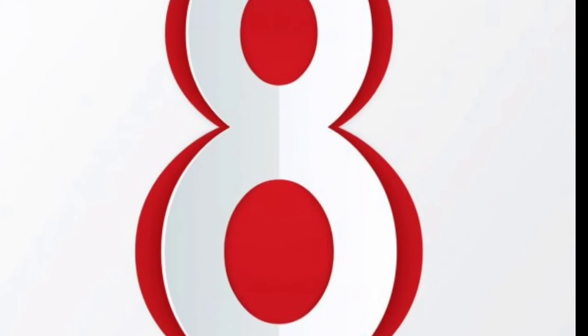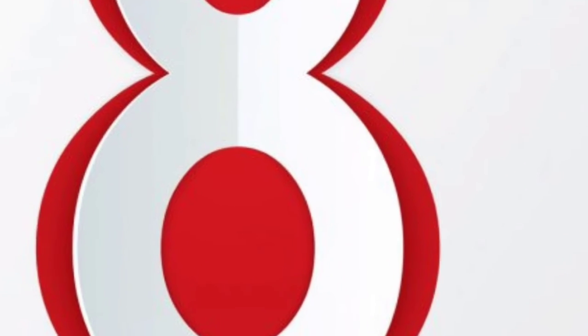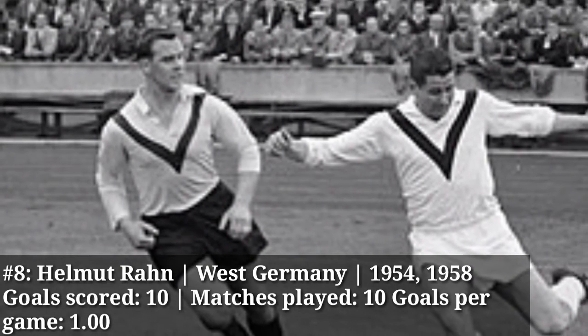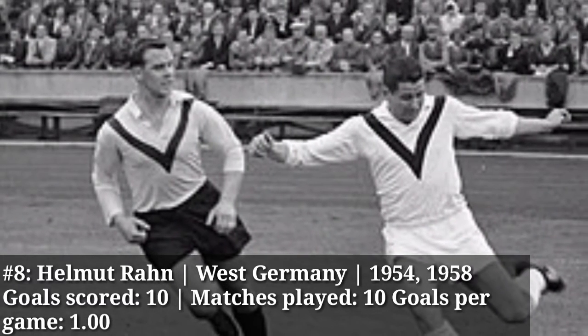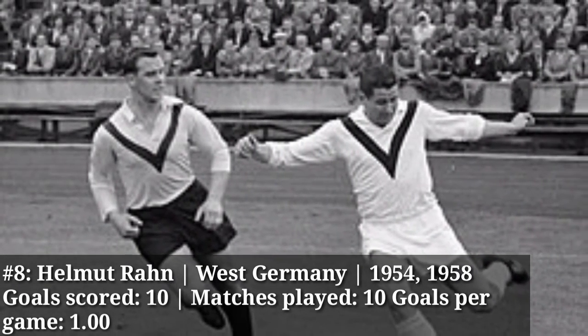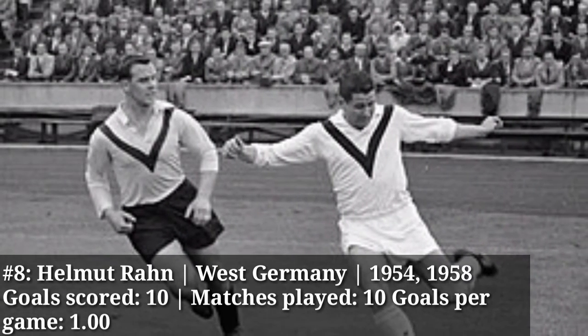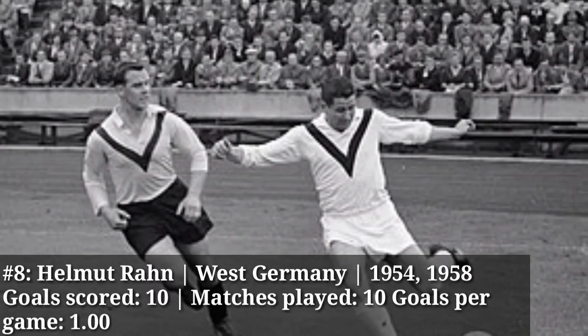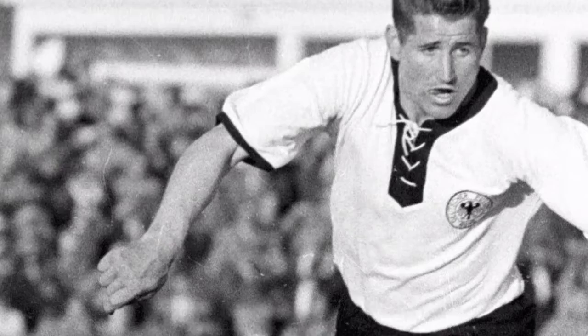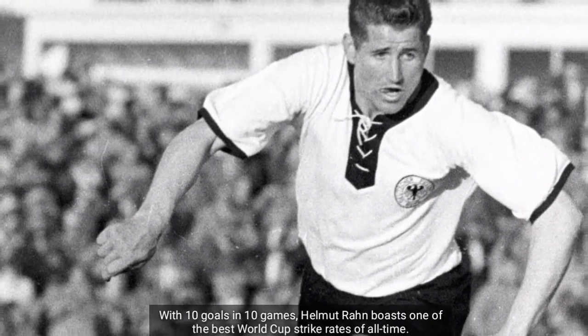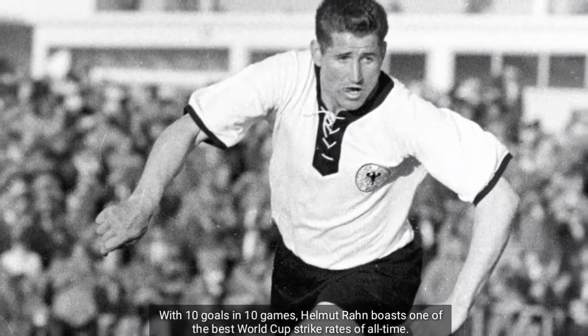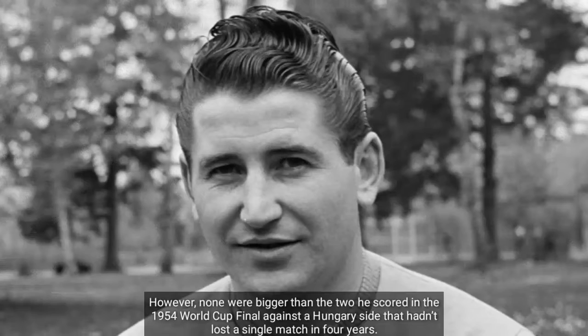The 8th highest goal scorer in the history of the World Cup is Helmut Rahn. He played for West Germany in the World Cup in 1954 and 1958, scoring 10 goals in 10 games. He had an average goal ratio of 1 goal per game throughout the World Cup. With 10 goals in 10 games, Helmut Rahn boasts one of the best World Cup strike rates of all time.